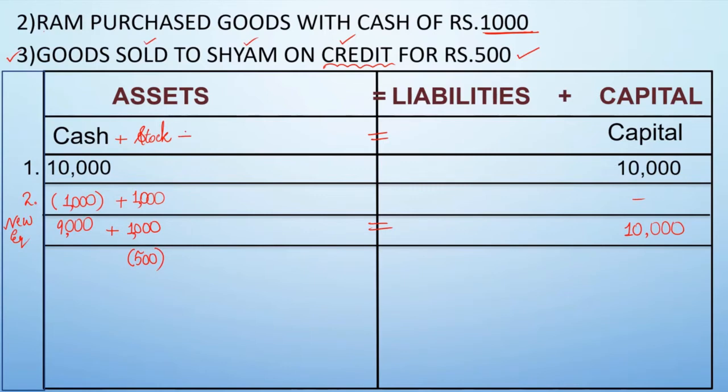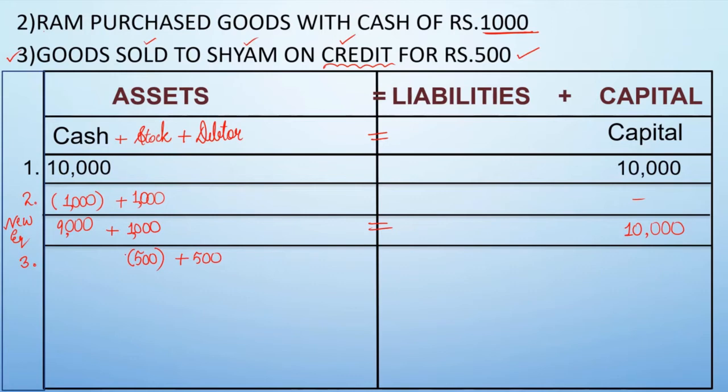But at the same time, it will create an asset for the business, and that asset is the debtor. Who are the debtors for the business? The persons from whom the business has to receive the amount in the near future for credit sales. As here the goods are sold on credit, Shyam is our debtor. So a new asset will be generated, that will be the debtor for the business. So let's record the same. The debtor, rupees 500, is the new asset for the business. In this way, the third transaction will be recorded.